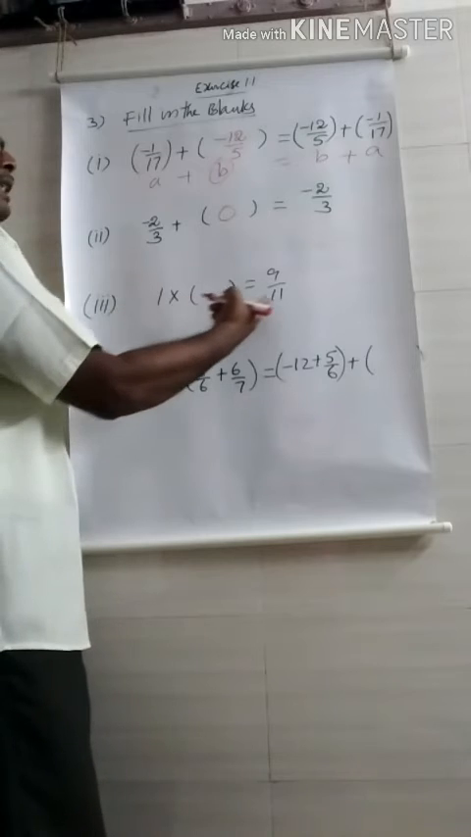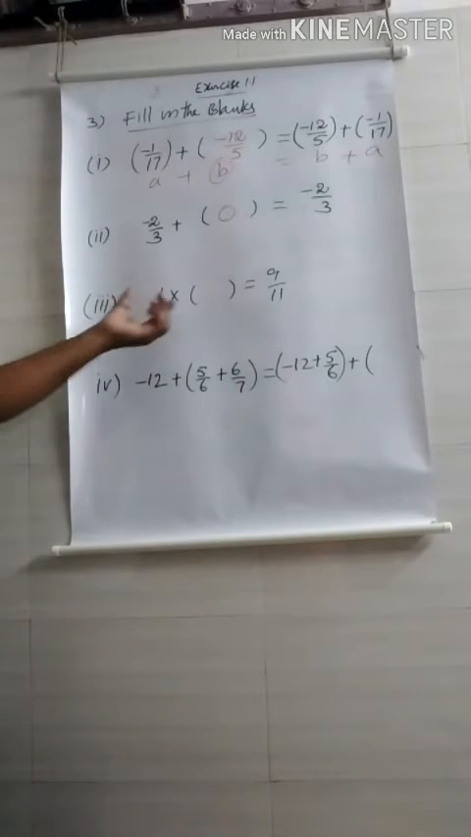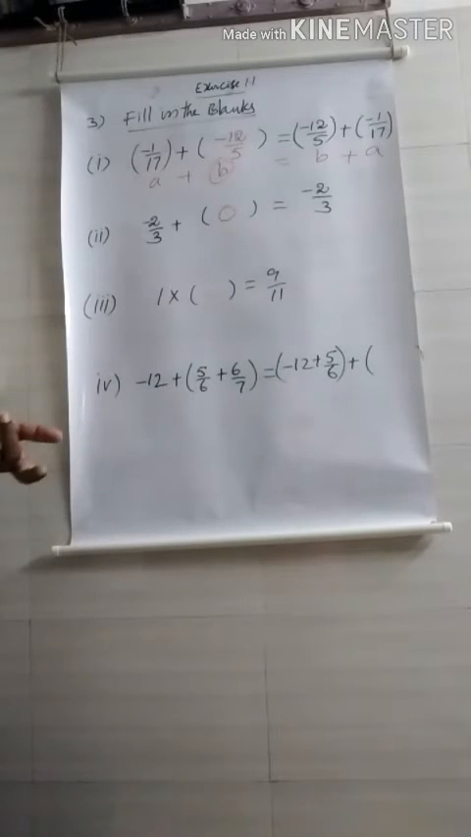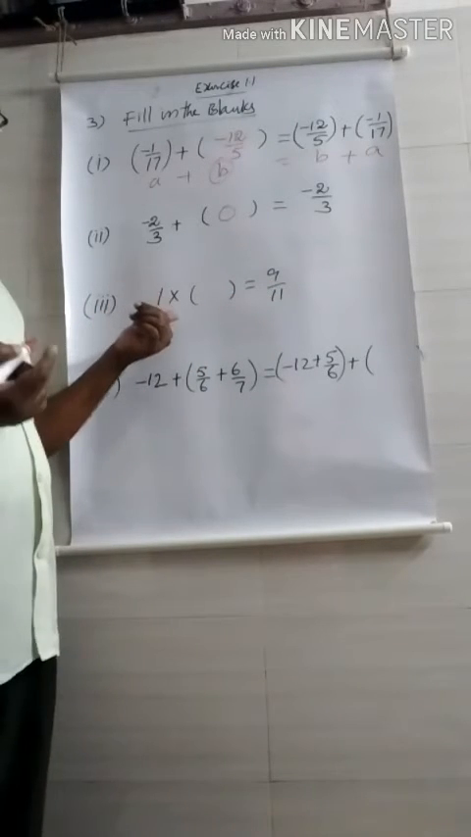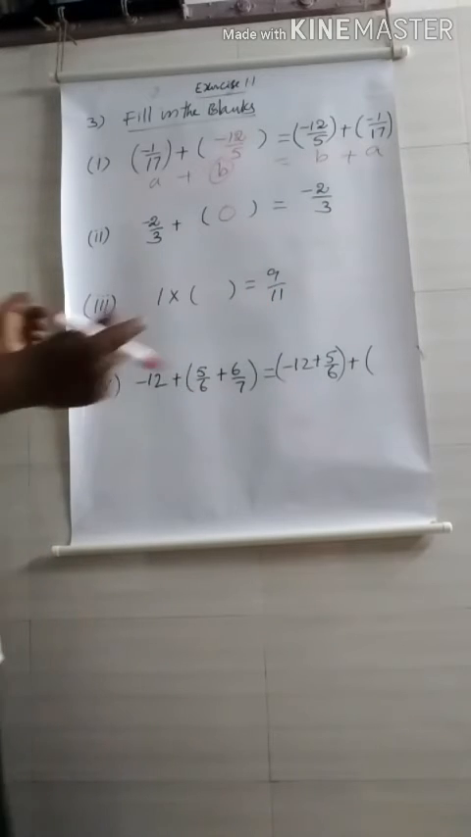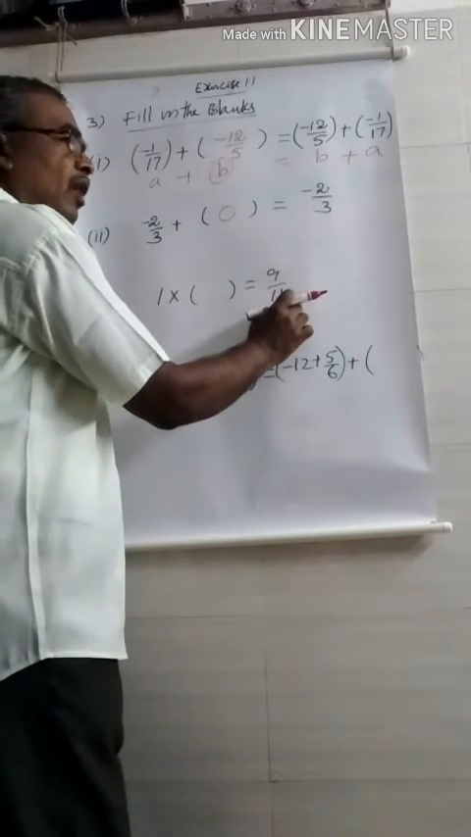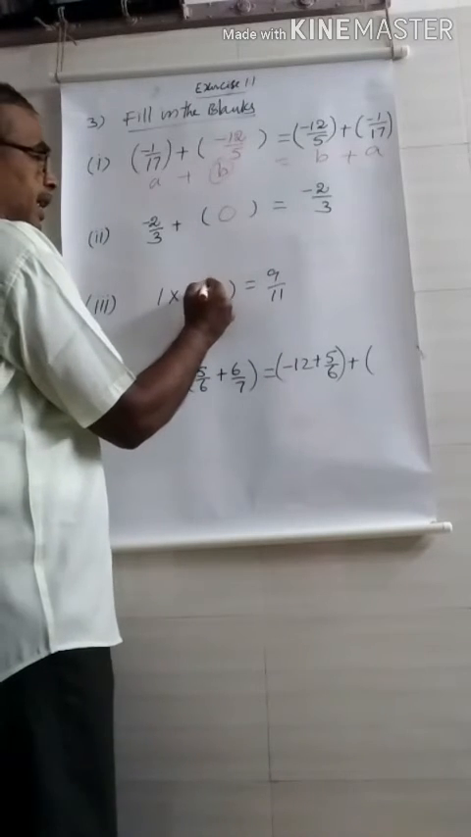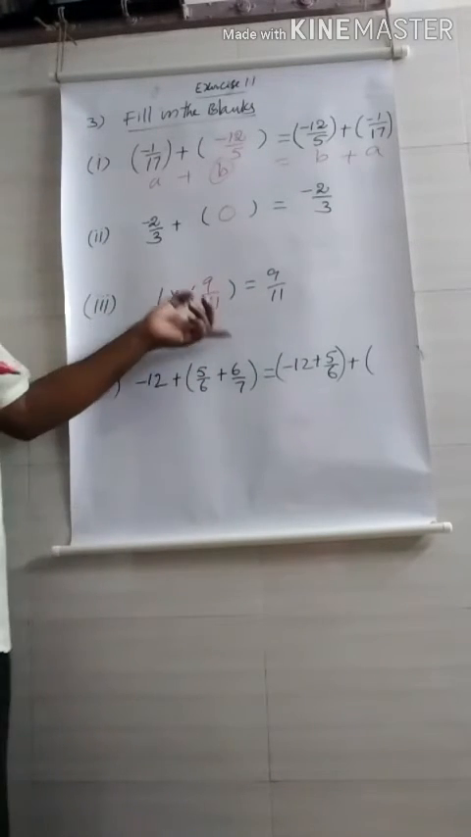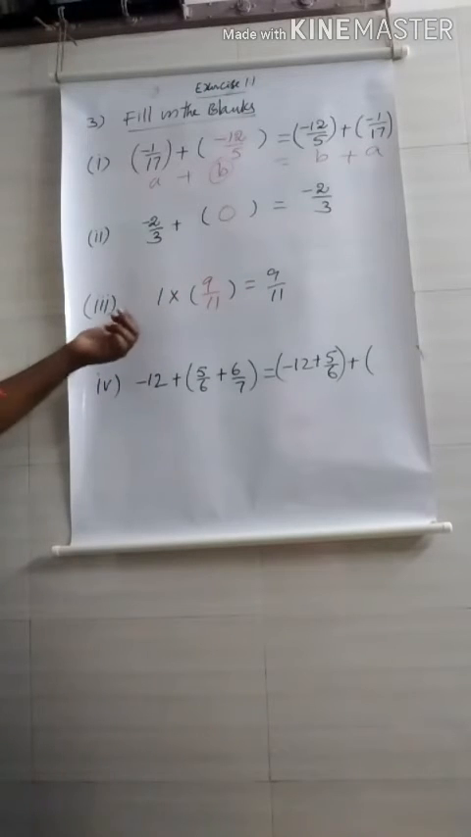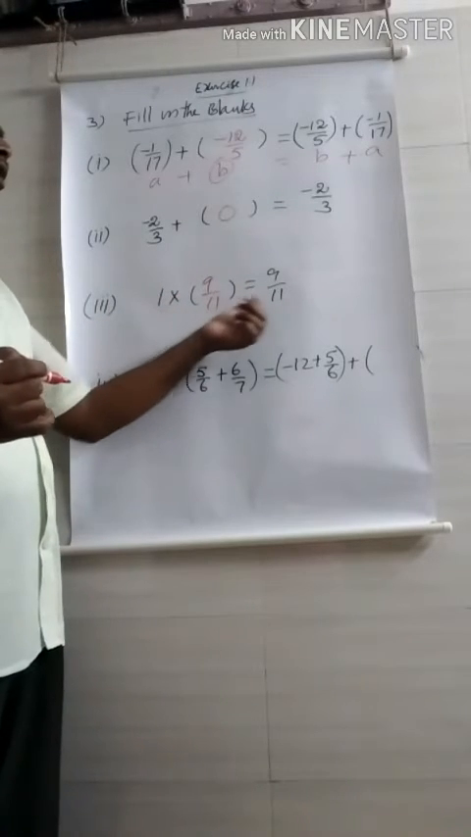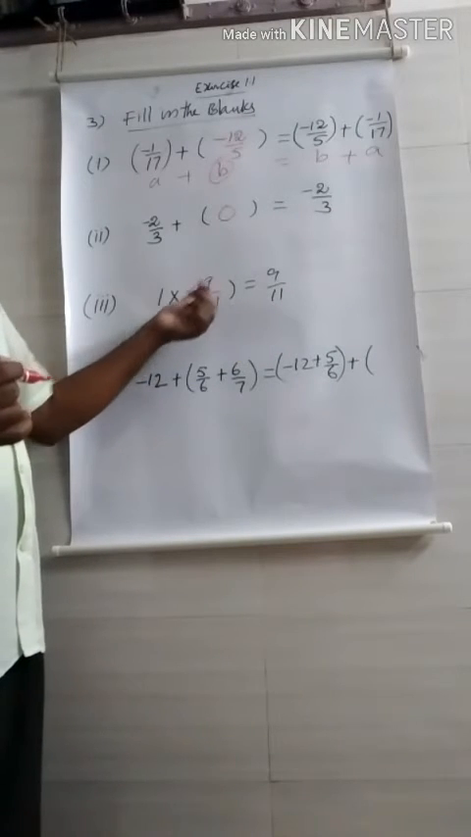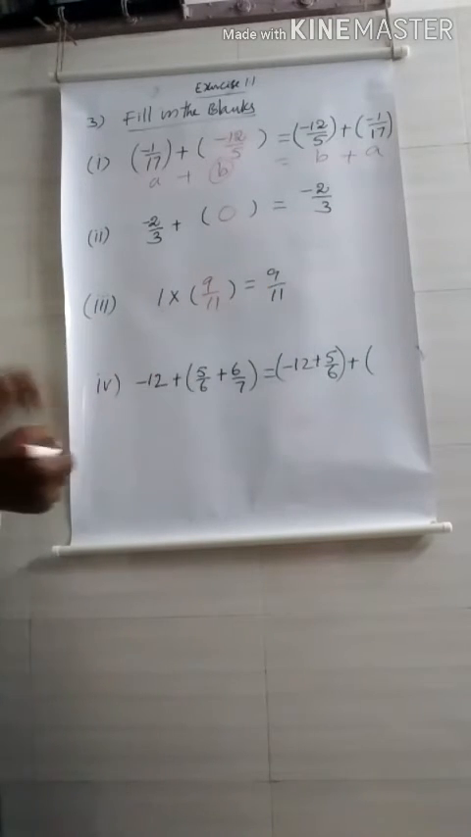Now 1 into dash is equal to 9/11. 1 into dash. This is a simple question. When we multiply any number by 1, we get the same number. So what number do we need here? Here what is our needed number? 9/11. So you simply write the same number here also. 1 into 9/11 is 9/11. Like how 1 into A is equal to A, 1 into B is equal to B, 1 into 10 is equal to 10. Like that, 1 into 9 plus 11 is equal to 9 plus 11.